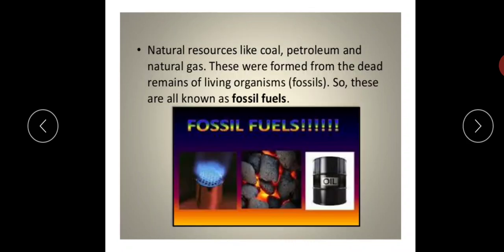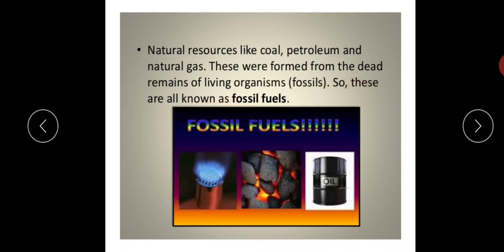Natural resources like coal, petroleum and natural gas were formed from the dead remains of living organisms. So we call them fossils. These are also known as fossil fuels.